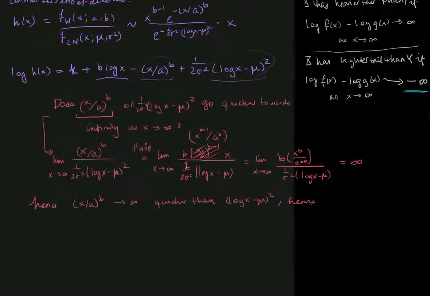Hence, the logarithm of h of x will be dominated by this term for x going to infinity, and it will then converge towards minus infinity as x goes to infinity, which in turn tells us that the log normal distribution has the heaviest tail. So hence, the log normal distribution has the heaviest tail.